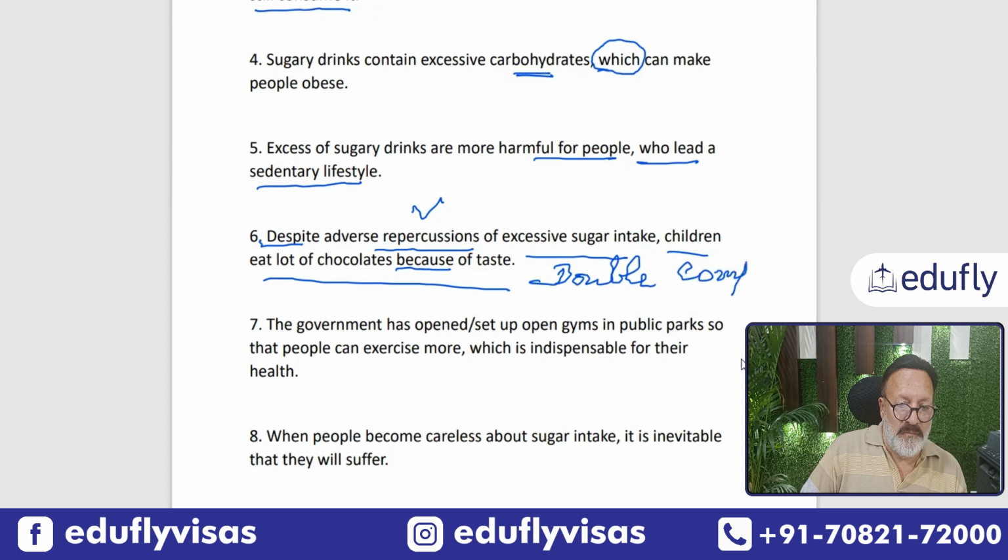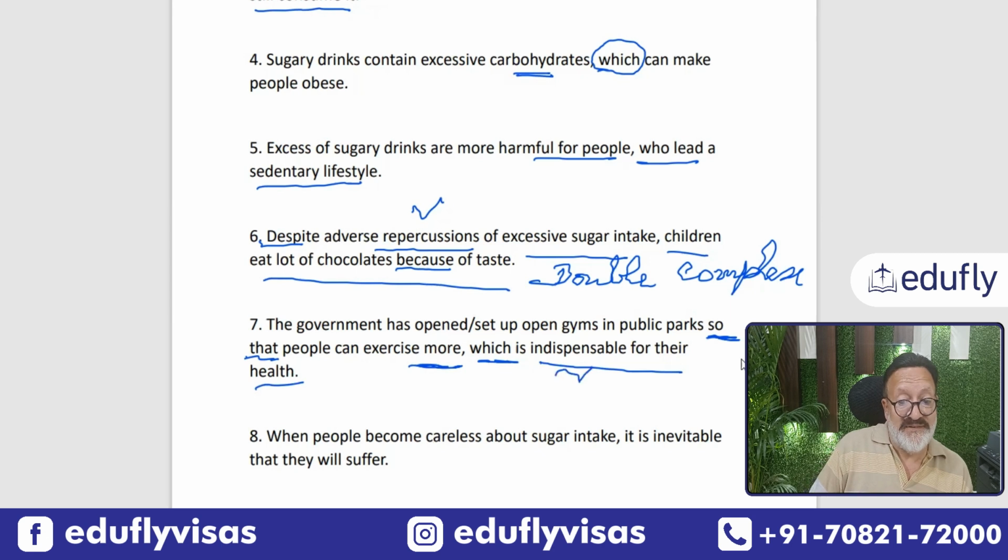Okay, now the government has opened up or set up open gyms in public parks so that, taki, so that people can exercise more. And now we are talking about exercise, which is indispensable for the health. So see, I have used the vocabulary word indispensable, and I have used two dependent conjunctions, so that and which.